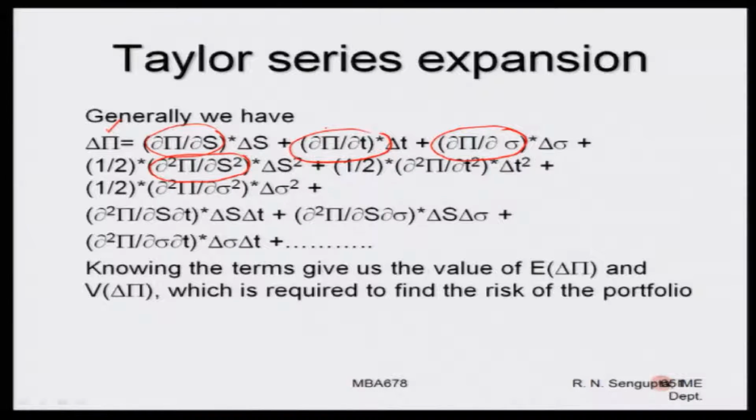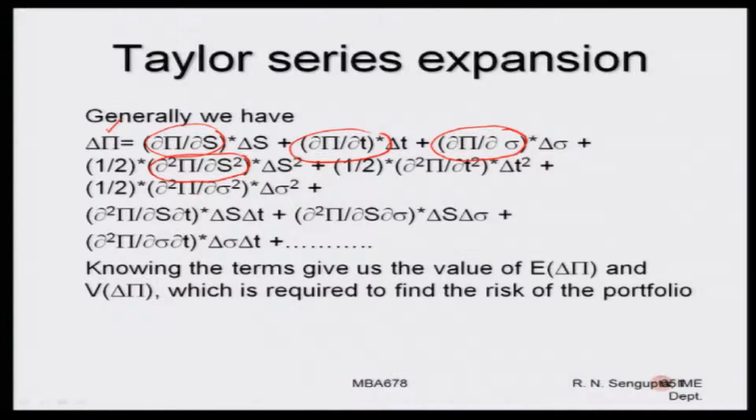So, if you see, this is the rate of change of the portfolio with respect to spot price multiplied by the quantum change. This is the rate of change of the portfolio with respect to time multiplied by the quantum change of that variable. The rate of change with respect to standard deviation into the quantum change. This is the second derivative.